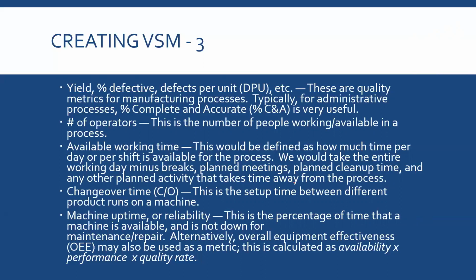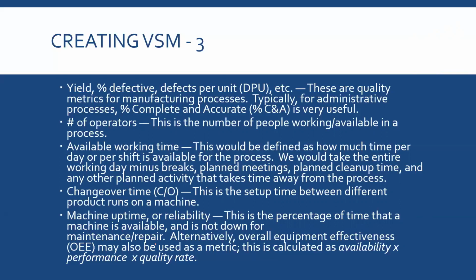Change over time. This is the setup time between different product runs on a machine. What is the change over time? How long will it take us to make the machine ready for producing? Machine uptime or reliability. This is the percentage of time that the machine is available and not down for maintenance or repair.